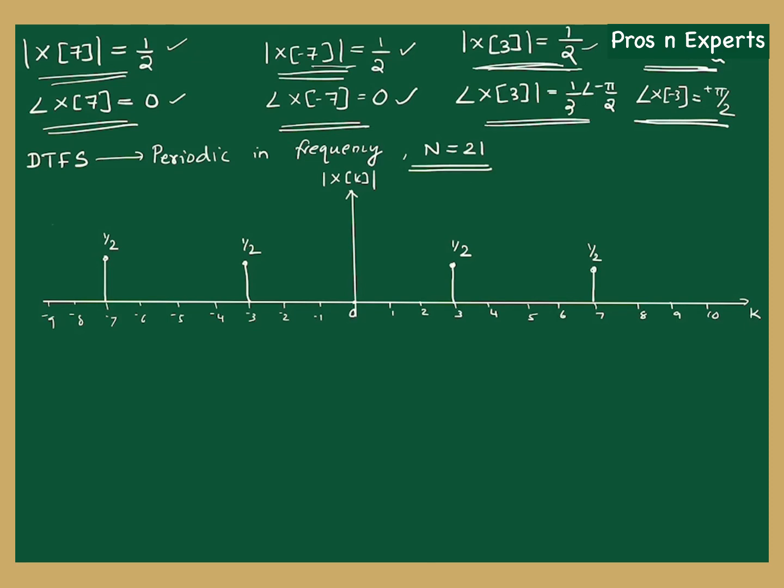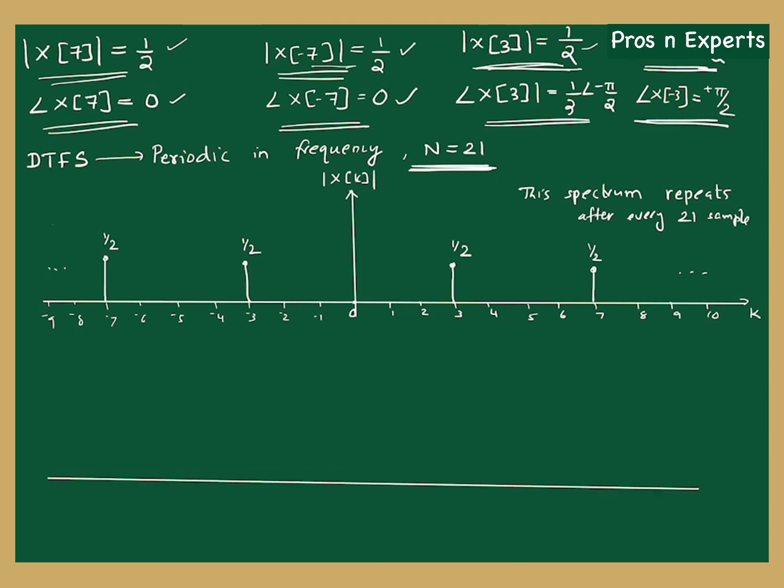Since there is no space here, I cannot visibly mark it. So we have to assume that this entire spectrum repeats after every 21 samples. I can write it here for your reference: this spectrum repeats after every 21 samples, because N equal to 21 here. That's the reason. So this is repeating. And now let us draw the phase response also.